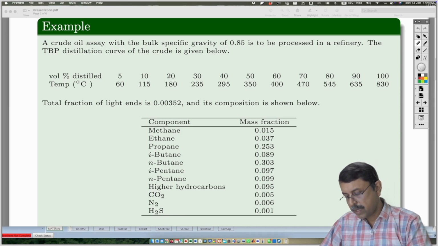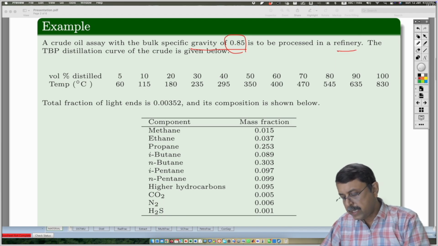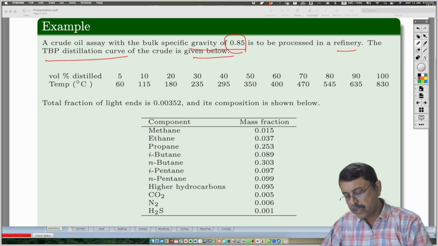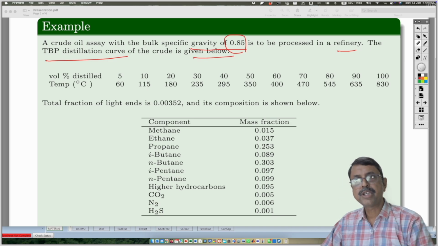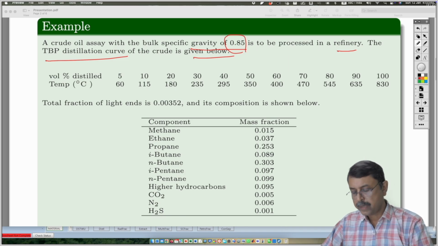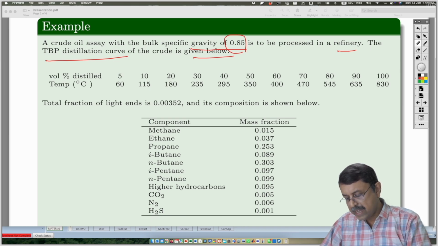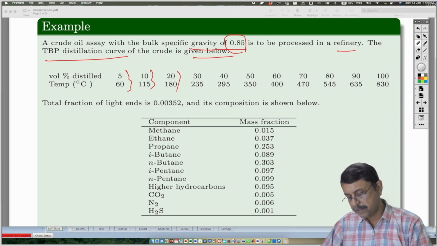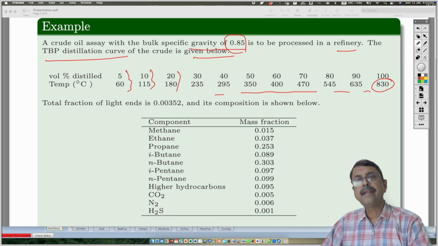Now, the example says a crude oil assay with bulk specific gravity. So this information is needed. Bulk specific gravity of 0.85 is to be processed in a refinery. The TBP distillation curve, TBP means the true boiling point distillation curve of the crude is given. Typically, this true boiling point information is obtained through experiments. Okay, so they have given 5% volume distilled is obtained at 60 degrees centigrade. 10% volume distilled is obtained at 115 degrees centigrade. 20% is obtained at 180 degrees centigrade, and so on. Ultimately, when we reach 830 degrees centigrade, then 100% can be distilled. So that's what it means.